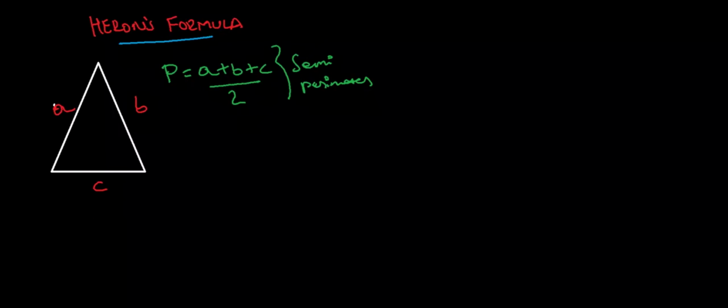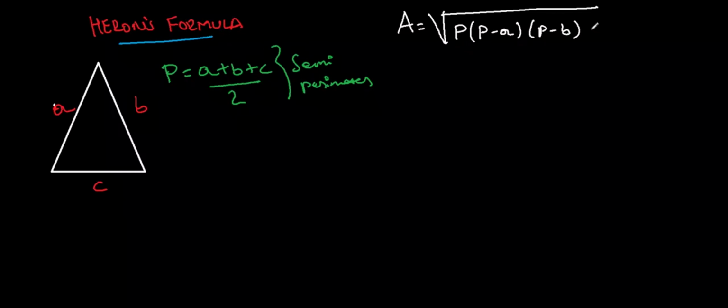Then after finding the semi-perimeter, you can find the area by using this formula. We call it Heron's formula. It is the square root of P times (P minus side A) times (P minus side B) times (P minus side C). In some books P is given as S, so it can be S times (S minus A), (S minus B), (S minus C). It refers to the semi-perimeter. Based on this, let us do one example.